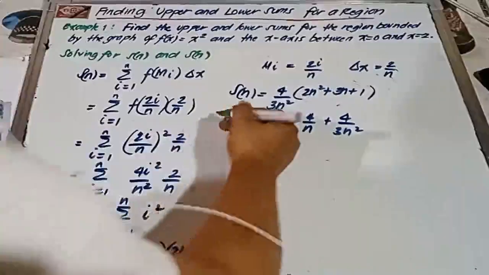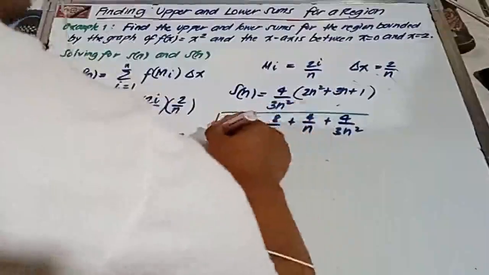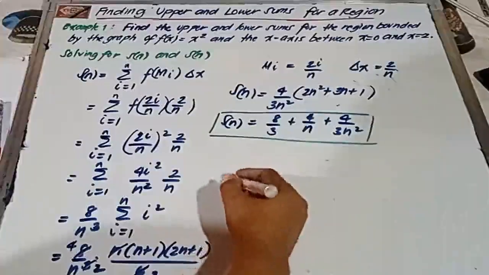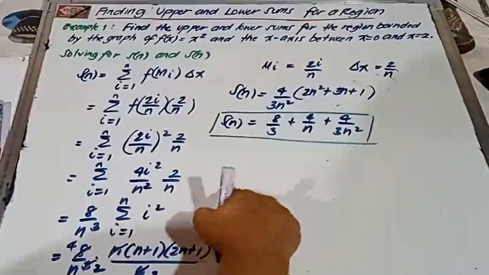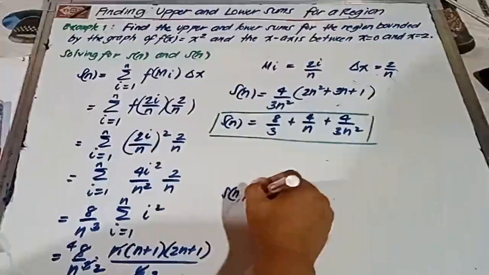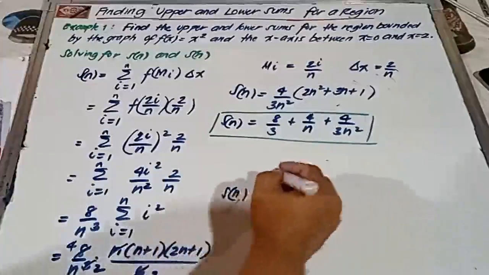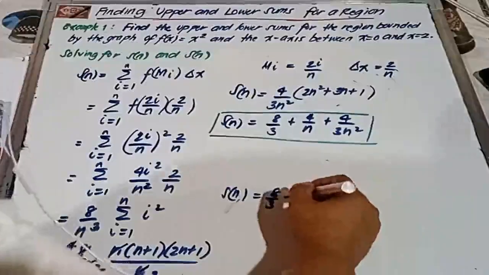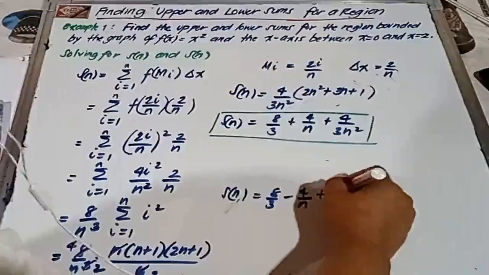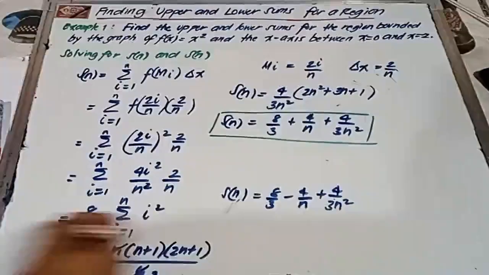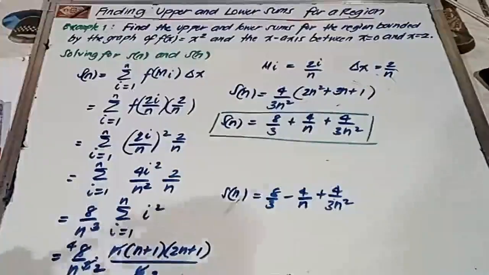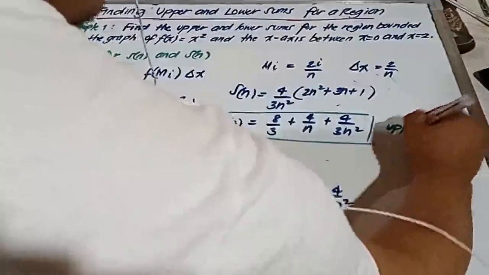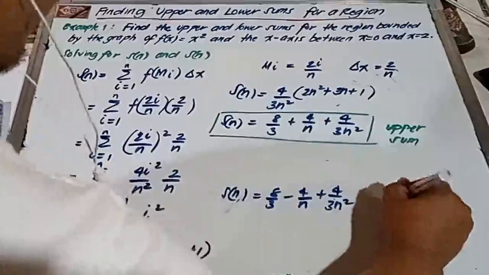So na-solve natin yung upper sum and lower sum. By the way, yung lower sum pala natin is this one. So S of n, sulat natin 8 thirds minus 4 over n plus 4 over 3n squared. Okay? Halos magkatulad lang yung lower sum at upper sum. Ito yung upper sum. Ito yung ating lower sum.